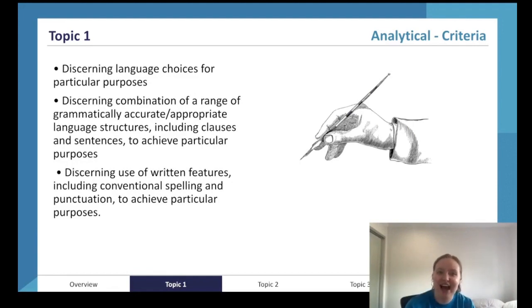So again, intentionality about the way that you are writing, discerning combination of a range of grammatically accurate and appropriate language structures, including clauses and sentences to achieve particular purposes. So you're not just doing exclusively long sentences, you're not just doing exclusively short sentences, you're using them in combination and things like that. Really intentional about being correct in terms of your grammar and spelling, using excess time at the end of the exam to go back and edit really carefully for those sorts of things. And discerning use of written features, including conventional spelling and punctuation to achieve particular purposes. And that's pretty straightforward. I don't need to spoon feed you that one.